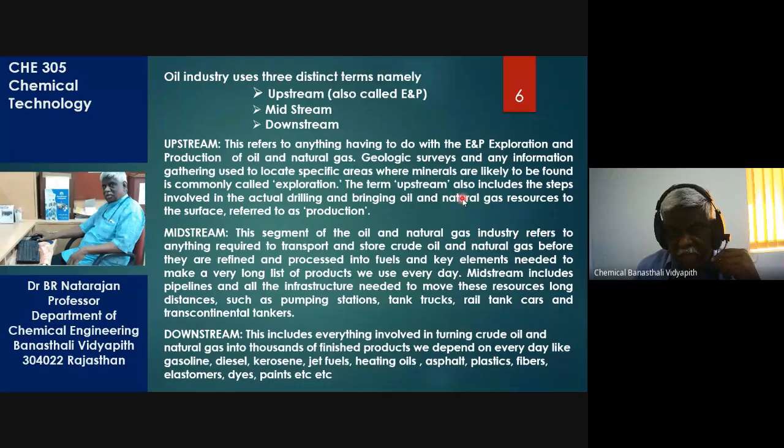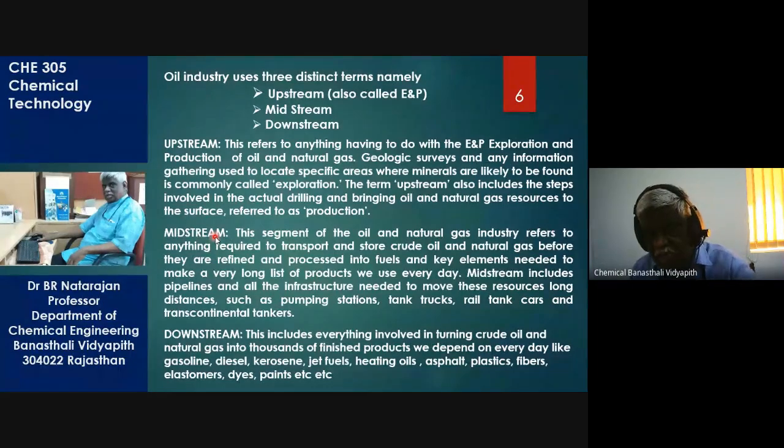And then the term upstream also includes the steps involved, like actual drilling of a well to lift the oil from the bottom to the top and bringing the oil and natural gas to the surface. This is known as production. So searching for oil is exploration, and after exploring, drilling a well and lifting the oil and gas to the top surface is known as production. That is why it is E&P, exploration and production. In short, it is known as upstream. Be familiar with all these jargon. When you go to ONGC or Indian Oil, they'll be talking all these words and you should know them.